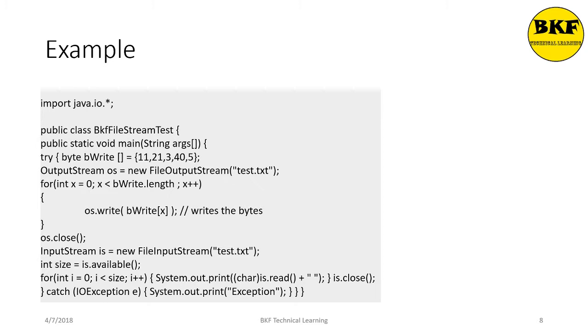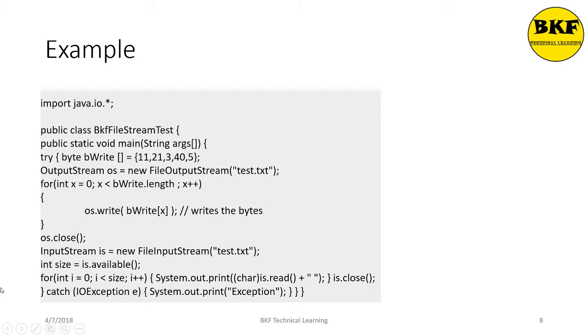Okay, now let's see an example. Our class is BKFileStreamTest, our main method, then we have made a byte array and put some values in it. Then we create an output stream and this is the path of the file. Then until the length of the array, we write these values into the output stream.